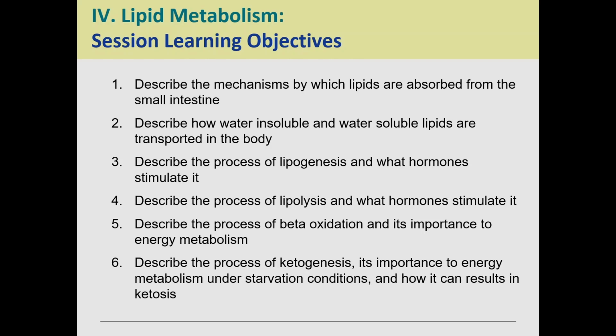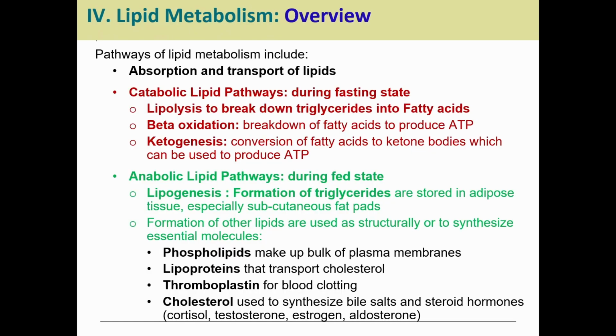We'll talk about lipogenesis and what stimulates that. We'll talk about lipolysis, beta oxidation, and then ketogenesis. So let's start by just talking about the different processes, right? And again, if it's red, which are the top 3 ones here, these are catabolic. If it's green, which are the next 2, those are going to be anabolic.